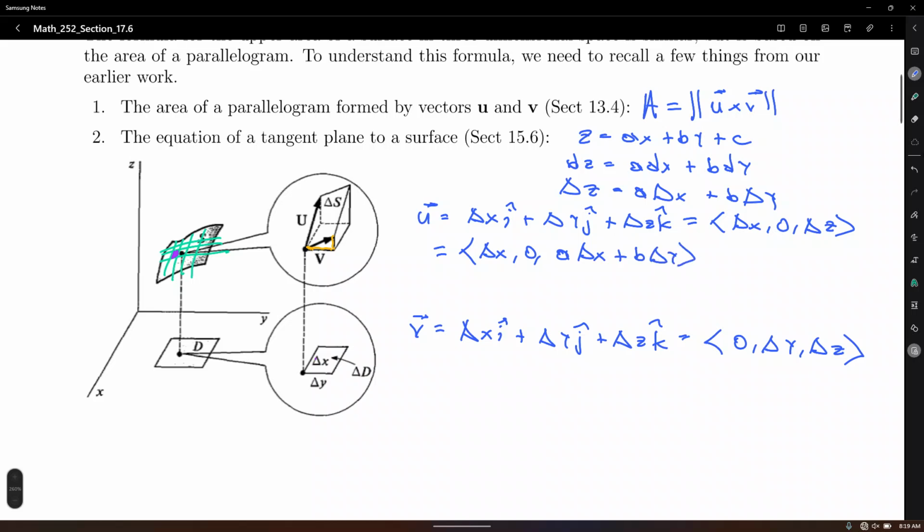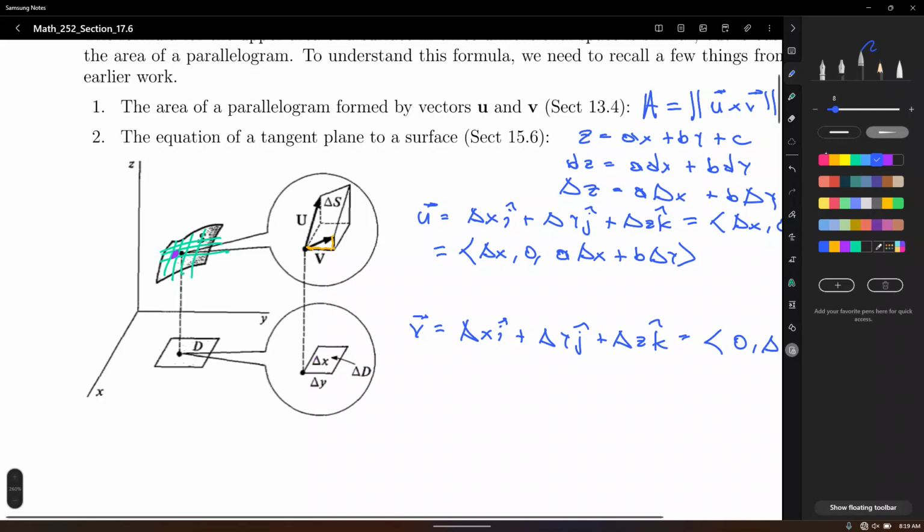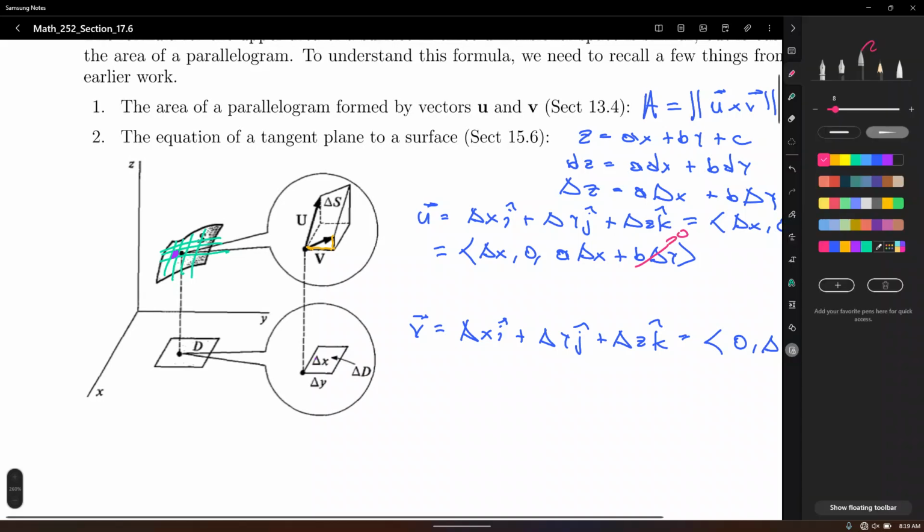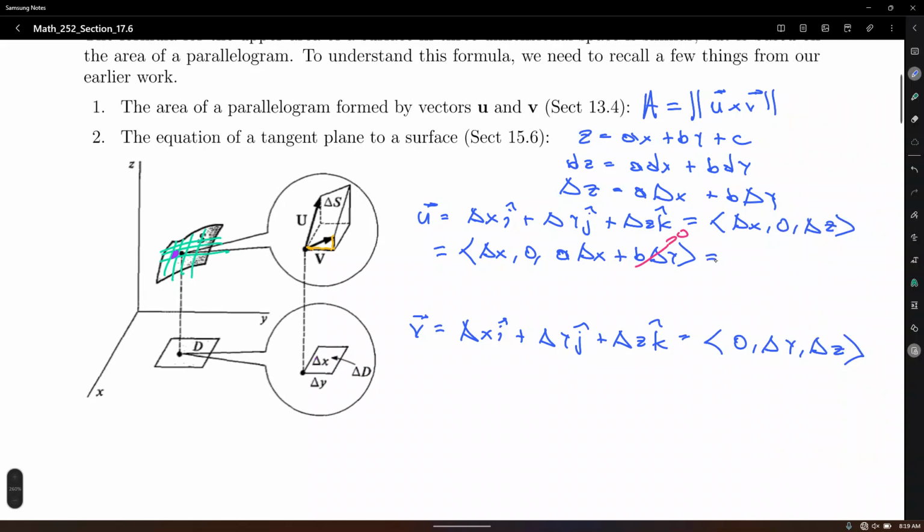But again, what is delta y for the vector u, whose components are only going in the direction of x and in the direction of z? You guys agree this is 0? This is 0 because this vector is not moving in the direction of y. So this will be delta x, 0, a delta x.